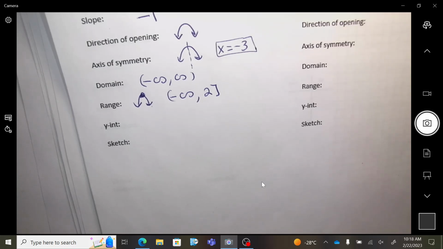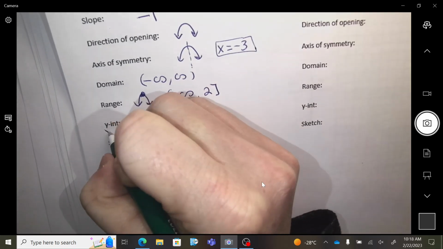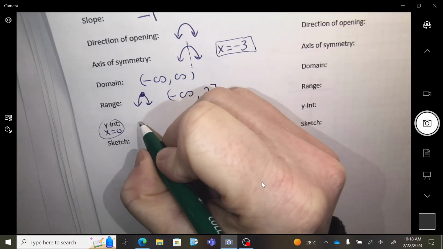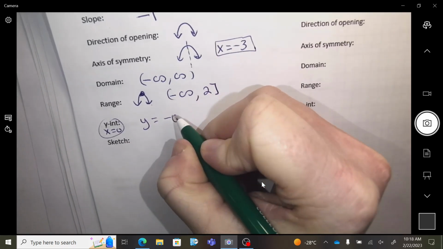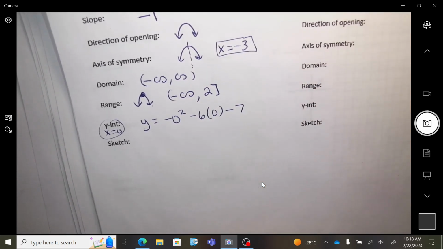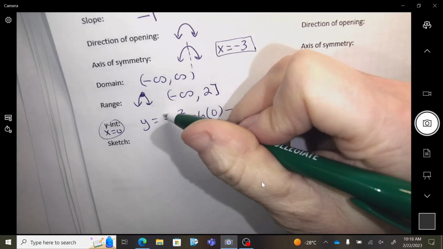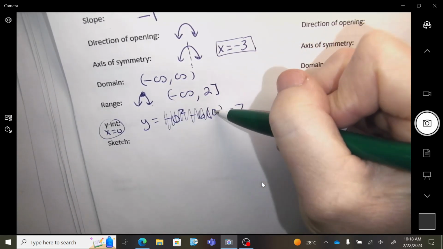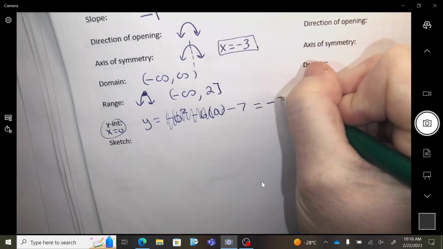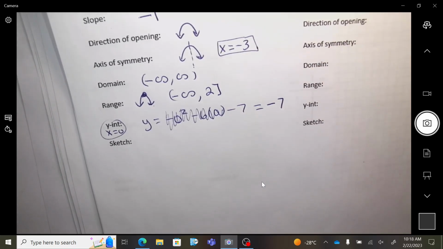And what is the y-intercept? So when x equals 0, what happened to our equation? So remember what happens when you plug in 0, right? Anything with x in it would be 0. So you can find it that fast, just negative 7. It'll always be that last number in this form.